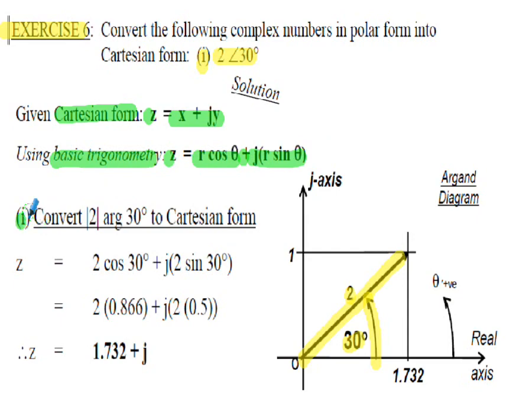So in this case, for part 1, we've got the r value of 2, that's the modulus, and the argument theta is 30 degrees. So putting those values into the formula, we'll get 2 multiplied by the cos of 30 degrees plus j, and that'll be 2 multiplied by the sine of 30 degrees. And taking the arithmetic on that, we'll find that the complex number z is 1.732 plus 1j, or simply j. So on the horizontal axis, we've got the real number of 1.732, and on the vertical axis, we've got the value of 1 for j.